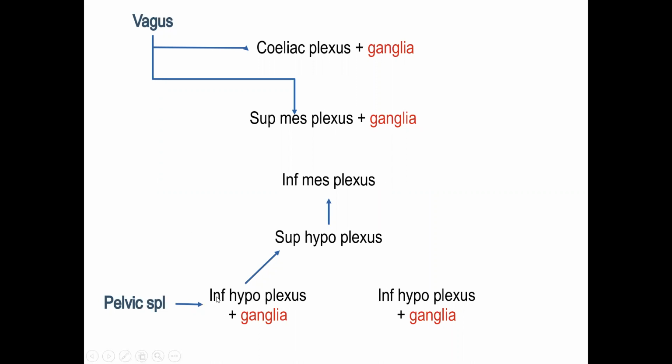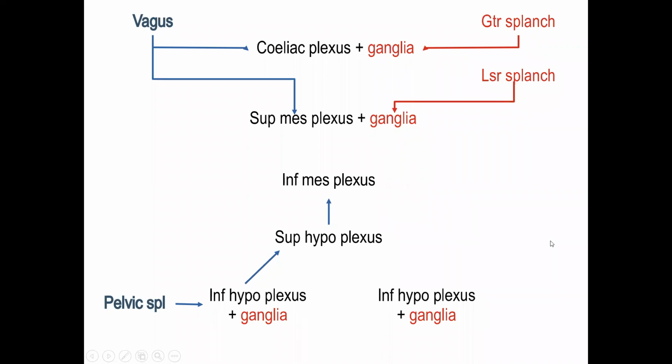Pelvic splanchnic goes to the inferior hypogastric plexus without relaying, and supplies the pelvic organs. Few fibers go from the inferior hypogastric plexus to the superior, and then from there to the inferior mesenteric plexus, accompany the inferior mesenteric artery and supply the hindgut structures. The greater and lesser splanchnic nerves from the thoracic region relay in the pre-aortic ganglia, the celiac ganglia and the superior mesenteric ganglia. Postganglionic fibers from these ganglia go and supply foregut and midgut structures.